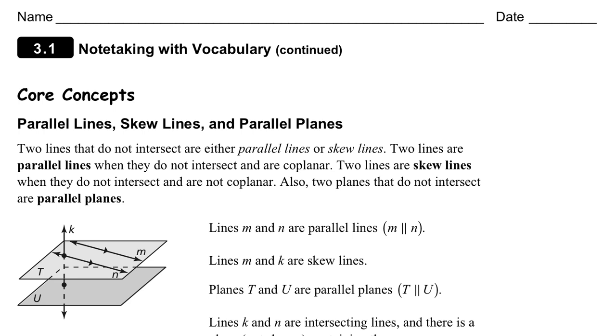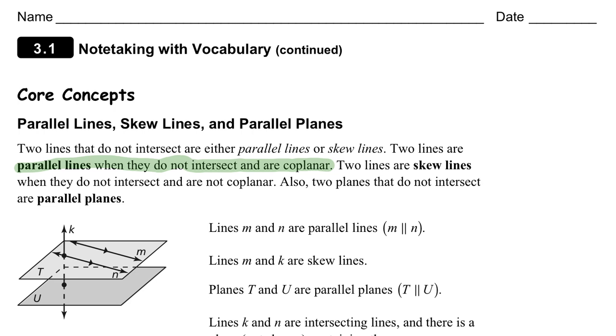So the first thing we have to get to is this idea of what are parallel lines, skew lines, and parallel planes. So I'm going to read this. Two lines that do not intersect are either parallel lines or skew lines. Two lines are parallel when they do not intersect and are coplanar. So I'm going to highlight that real quick here. Parallel lines are when they do not intersect but are coplanar.